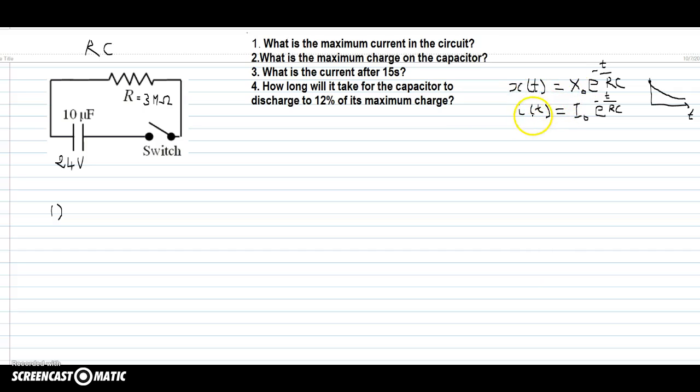For example, I can apply this to the electric current. I of t is I0 exponential minus t over RC. It is the same thing for the charge and the voltage across R and C. Same behavior, same equation. Alright.